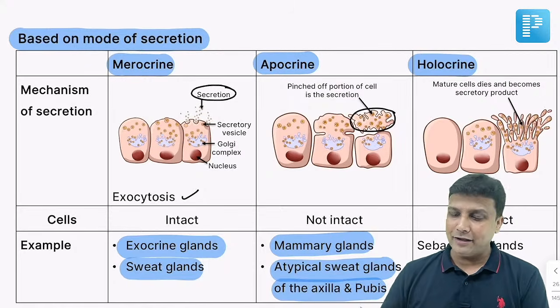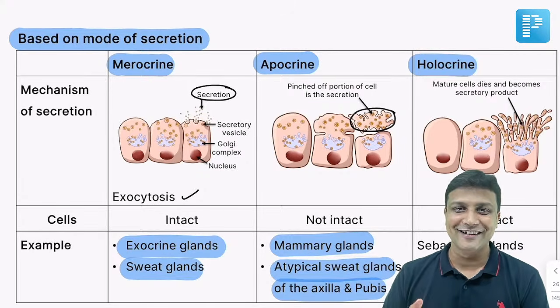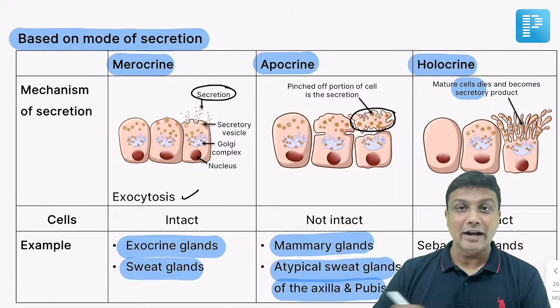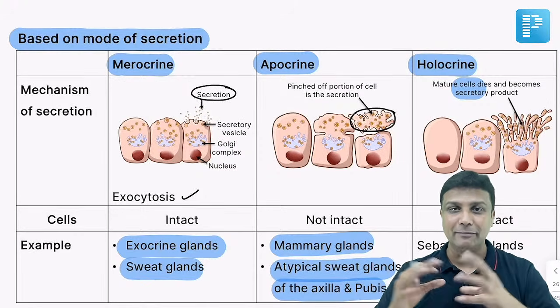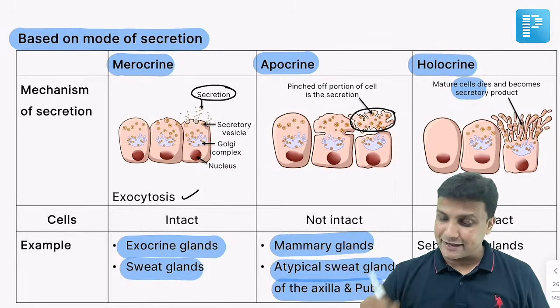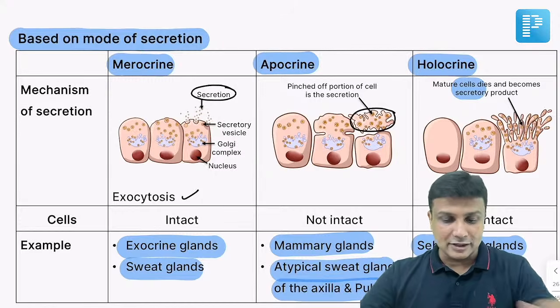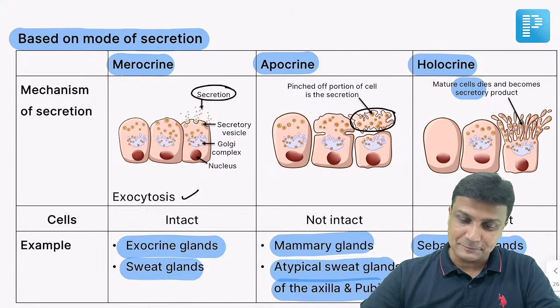Holocrine, what is going to happen here? The name itself is telling you holo. The whole cell, remember like this, the whole cell. The mature cell itself is going to die. It is going to completely break down and secrete the entire thing, sir. And the example for this one will be the sebaceous glands.